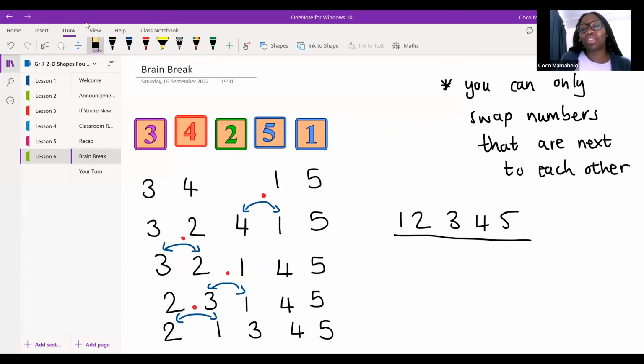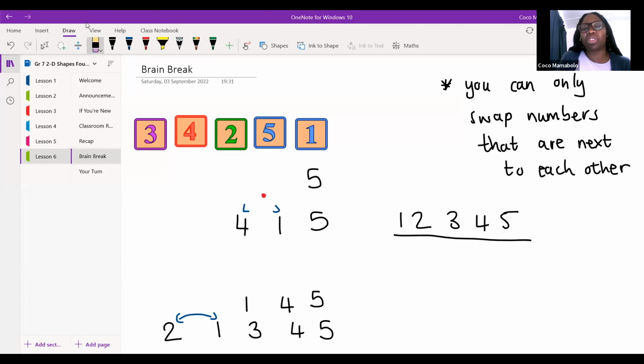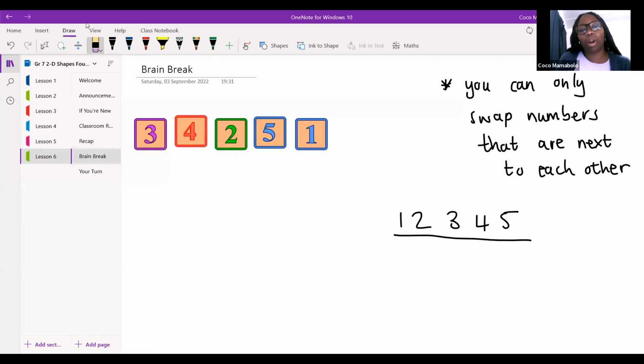I do not have a trick up my sleeve, Tahila, I promise. It's just logical thinking. Swapping numbers is just logical thinking. I do not. And I promise you, if you guys try it, you will figure it out.